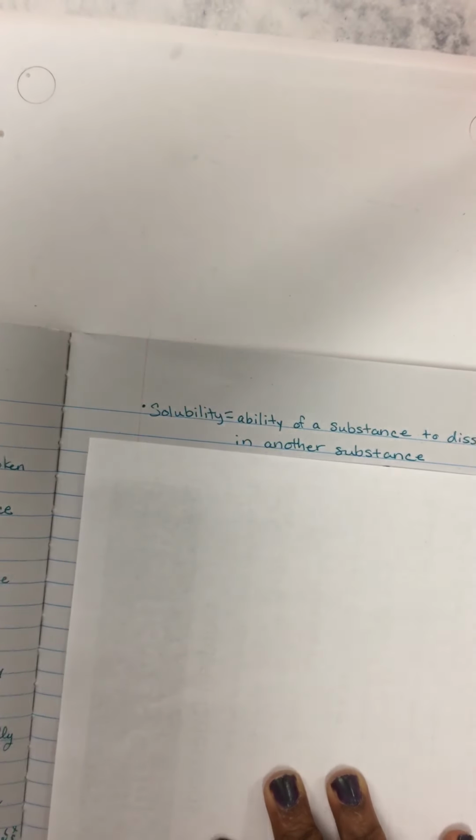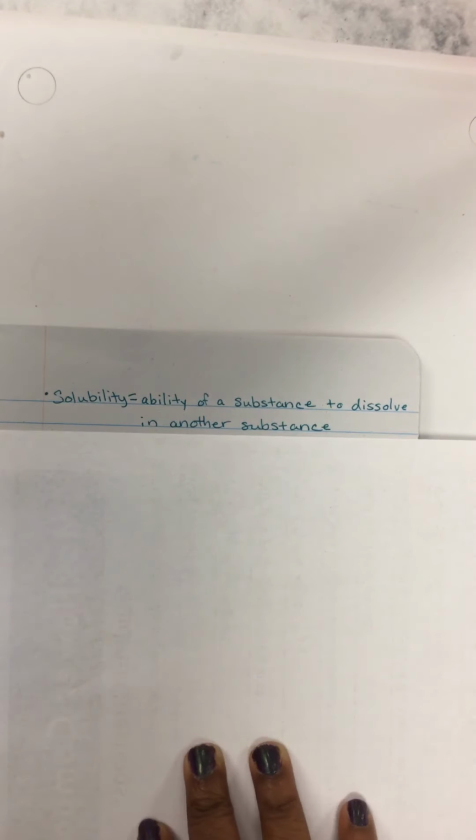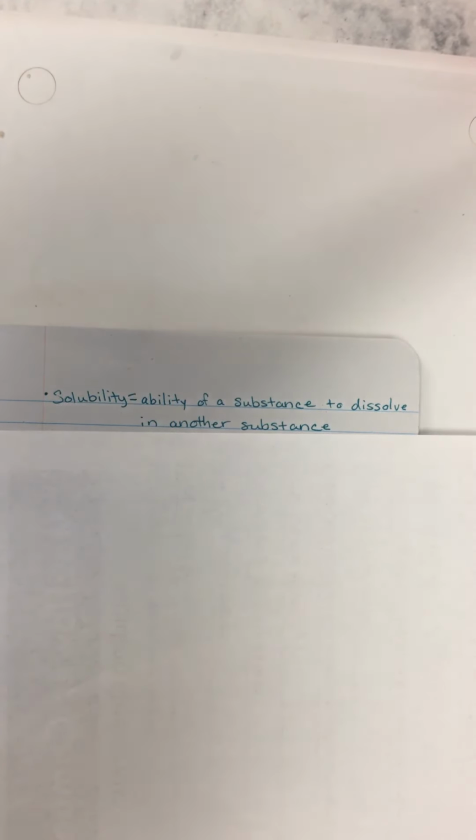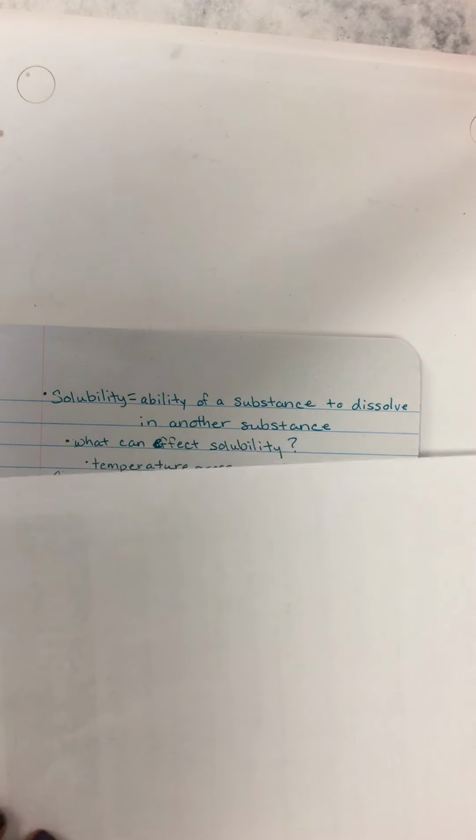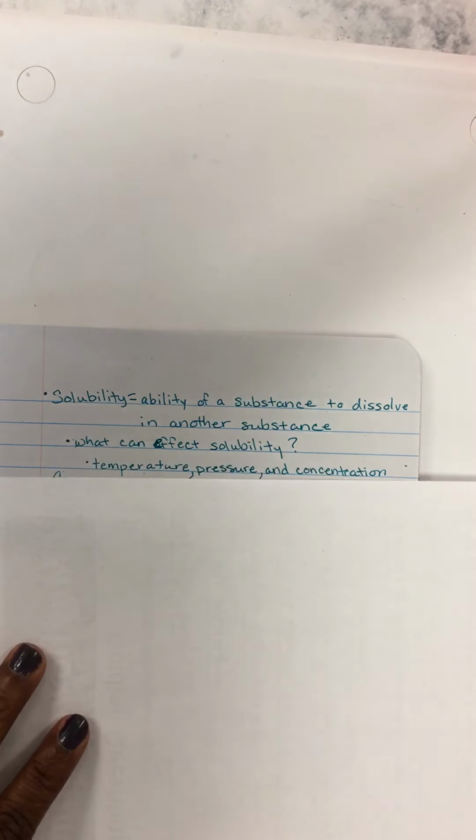Once again, we're going to look at some vocabulary. Solubility. If you've done your vocabulary, you know what solubility is. It's the ability of a substance to dissolve in another substance. Will it dissolve or not? There are a couple things that can affect solubility. The temperature, how hot or cold something is. If water is hot, it can dissolve things a lot faster than if it's cold. The pressure, how much force is being put on that solvent or solute. And concentration, how much solute you use.